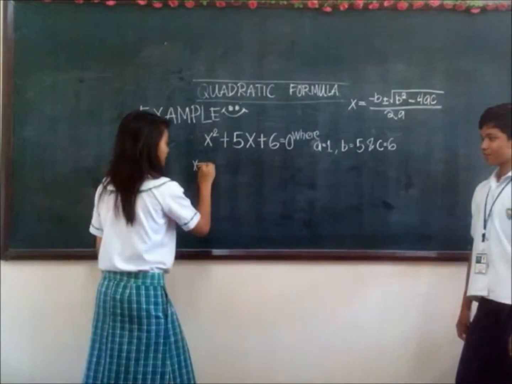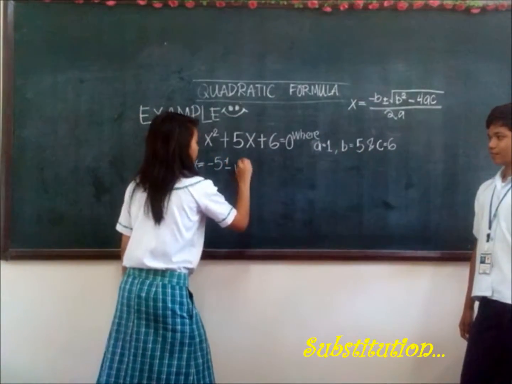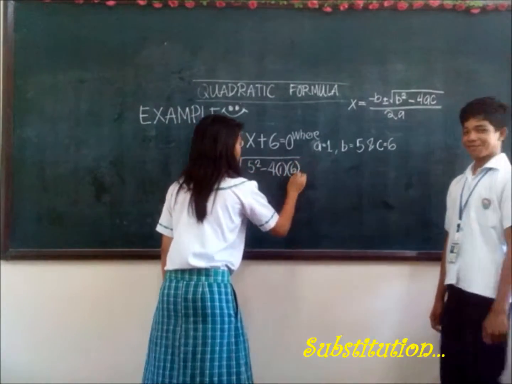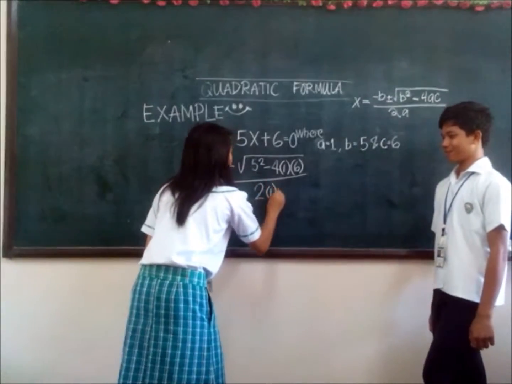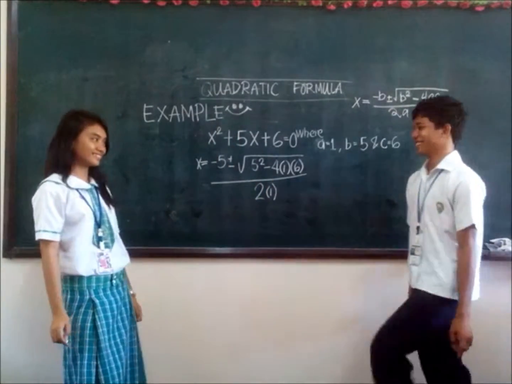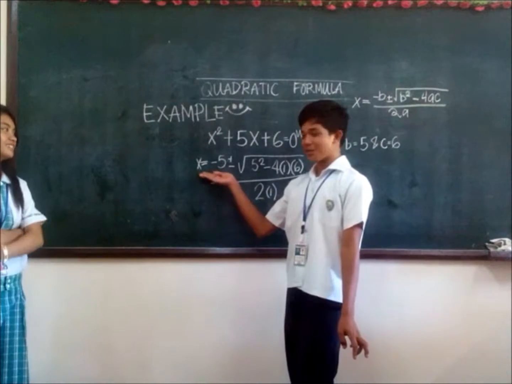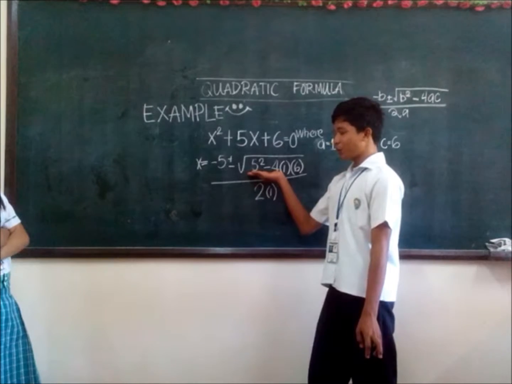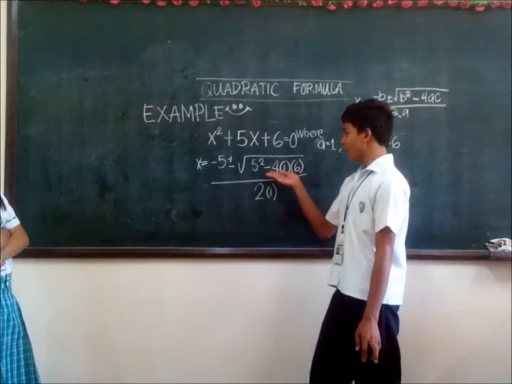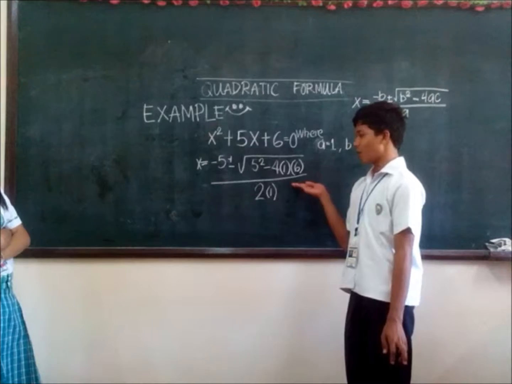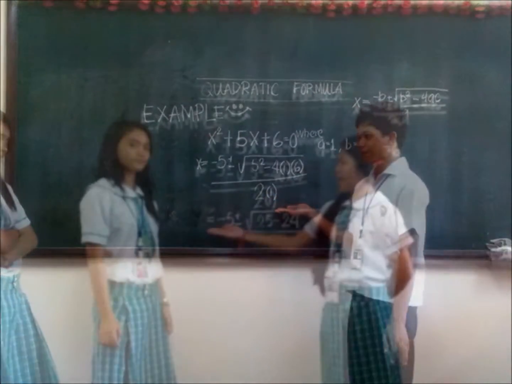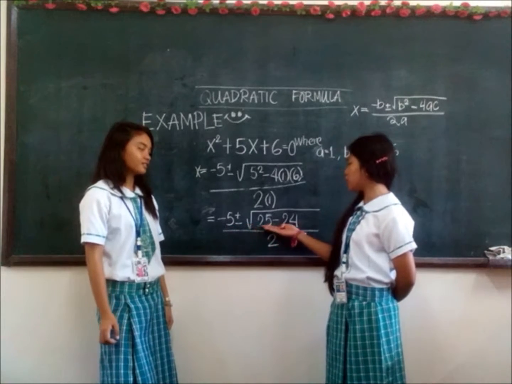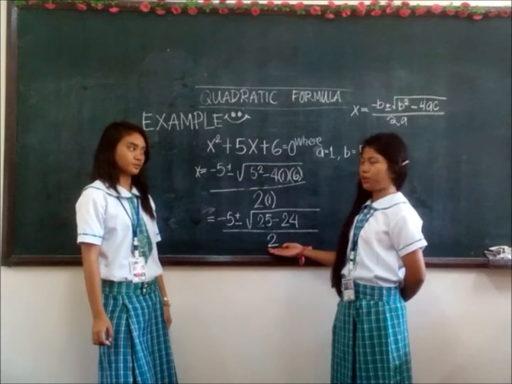Let's start. X is equal to negative 5 plus minus the square root of 5 squared minus 4 times 1 times 6 all over 2 times 1. X is equal to negative 5 plus minus the square root of 25 minus 24 all over 2.